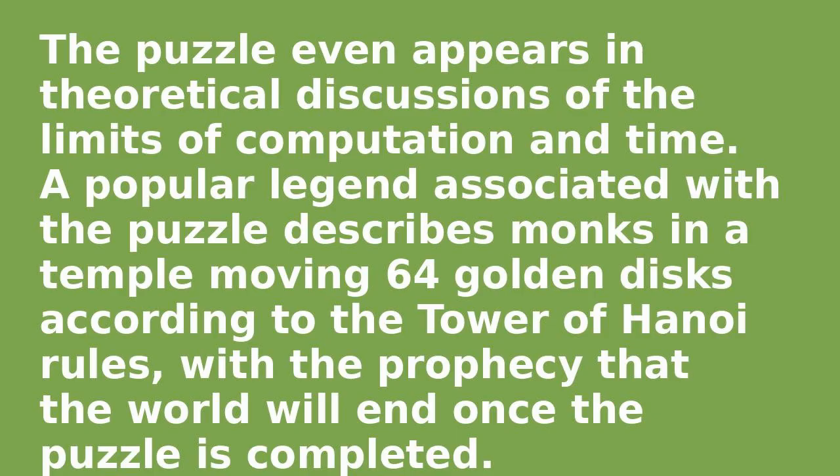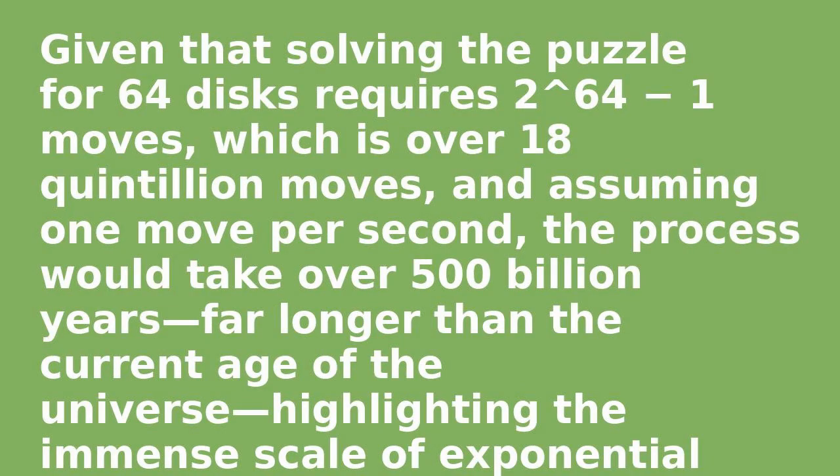A popular legend associated with the puzzle describes monks in a temple moving 64 golden disks, according to the Tower of Hanoi rules, with the prophecy that the world will end once the puzzle is completed. Given that solving the puzzle for 64 disks requires 2^64 - 1 moves, which is over 18 quintillion moves, and assuming 1 move per second, the process would take over 500 billion years, far longer than the current age of the universe, highlighting the immense scale of exponential growth.